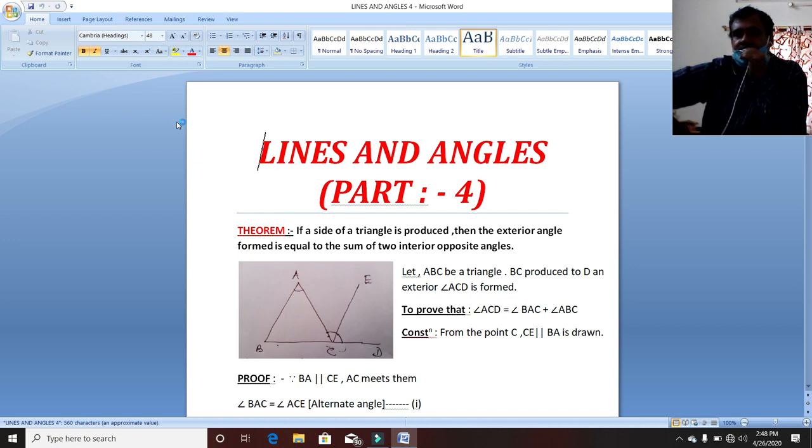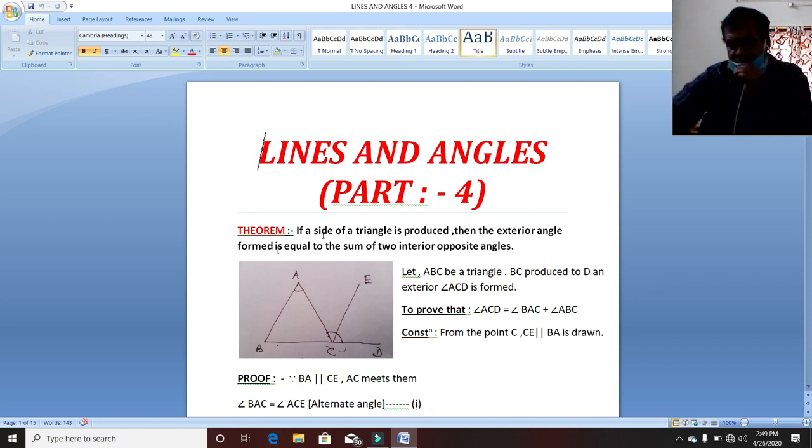My beloved students, I am continuing my previous session regarding lines and angles. Today I will discuss two theorems. One is that the sum of the three angles of a triangle is equal to 180 degrees. Another is that the exterior angle of a triangle is equal to the sum of its two remote interior angles. These two theorems I will discuss first, then I will do the exercise.